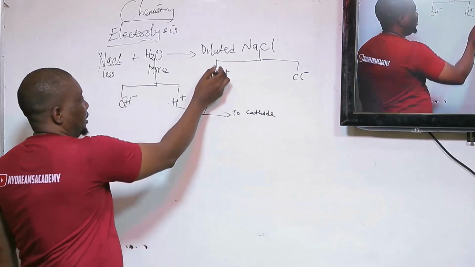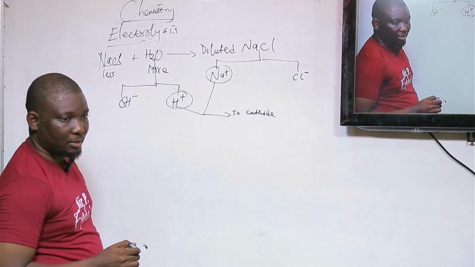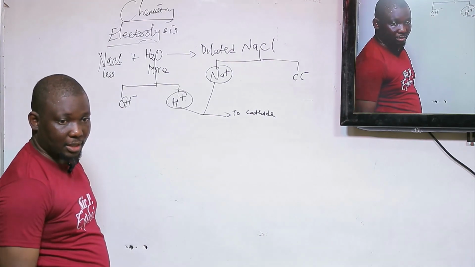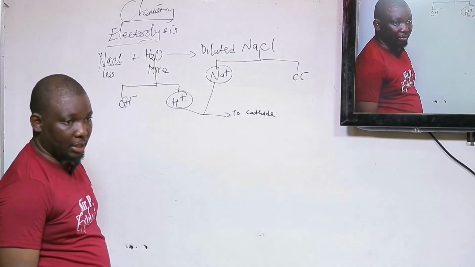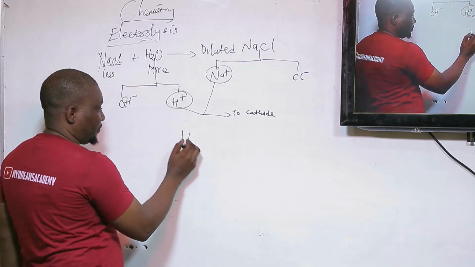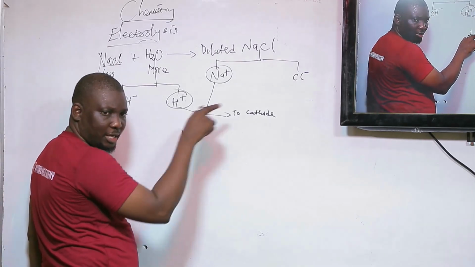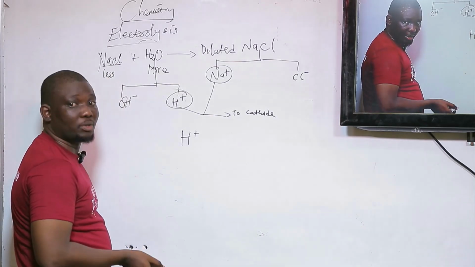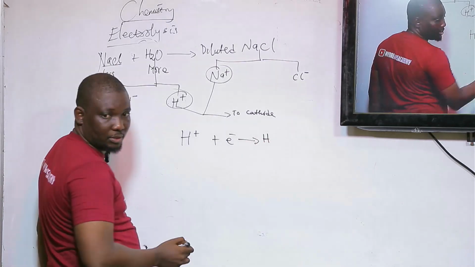Now, between H+ and sodium, which one goes in preference? Two of them cannot go at the same time. That's why we have position. Hydrogen goes in preference, yes. So if hydrogen goes in preference, is it going to gain electrons at the cathode or lose electrons at the anode? It's going to gain, isn't it? Because it is more easily reduced, it gains that electron and gets itself reduced.